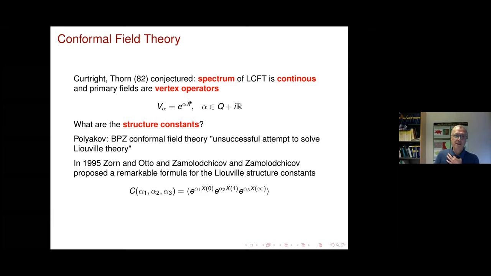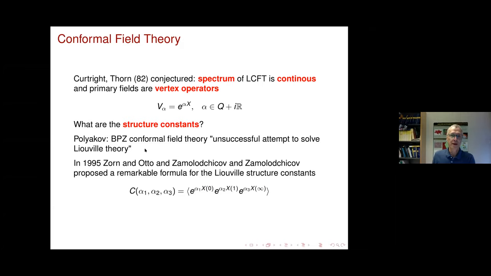And the primary fields, these fields which have these nice transformation properties, should also be exponentials in the field X, just like the Liouville term in the action functional. Okay, so let's take it that that's the case. Then the question is, what are the structure constants? Actually, the motivation for the Belavin, Polyakov, and Zamolodchikov paper on conformal field theory was to solve the Liouville model. And later, if you read Polyakov's autobiography, he writes that the whole business of BPZ conformal field theory was an unsuccessful attempt to solve Liouville theory, which is very funny considering how influential it was.